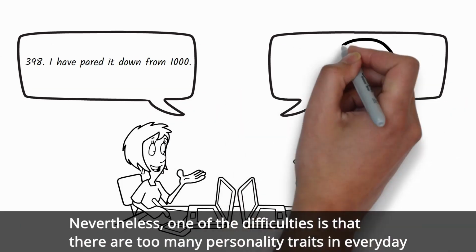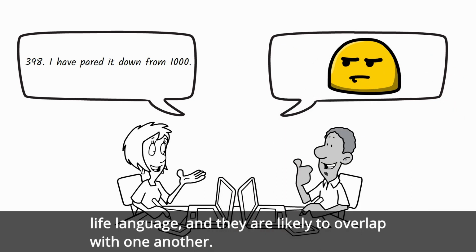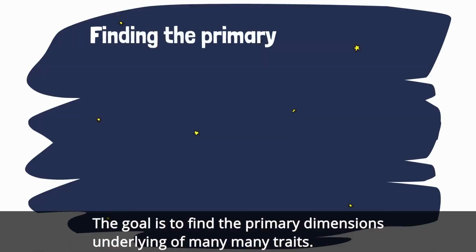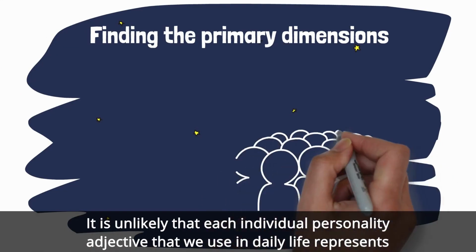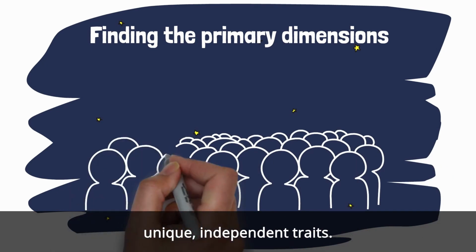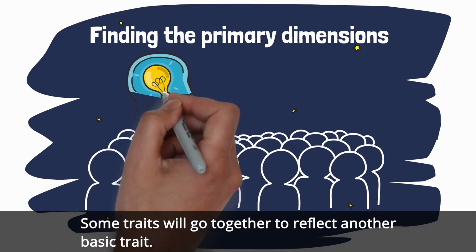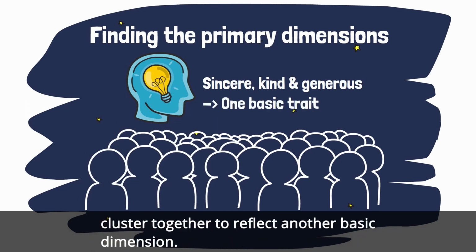Nevertheless, one of the difficulties is that there are too many personality traits in everyday life language, and they are likely to overlap with one another. The goal is to find the primary dimensions underlying many traits. It is unlikely that each individual personality adjective that we use in daily life represents unique, independent traits. Some traits will go together to reflect another basic trait. For example, sincere, kind and generous are overlapping, and they may cluster together to reflect another basic dimension.